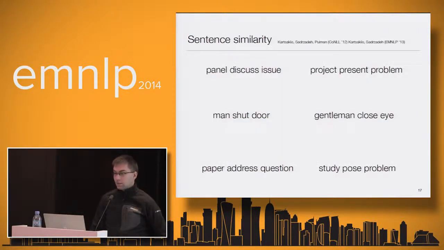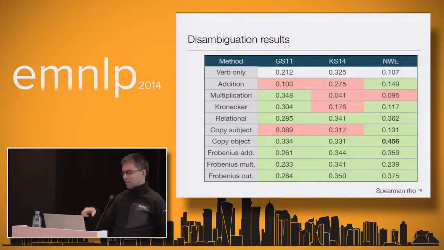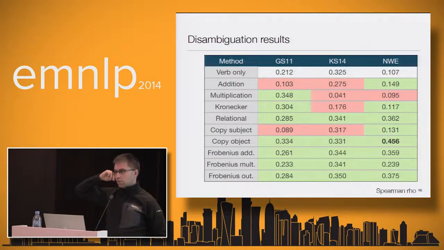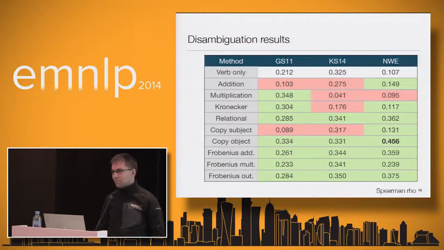The second task was sentence similarity. The green is improvement over the verb-only baseline, and red is lack of improvement. So if the model behaves worse, then it should have been. That basically means if you compose things, you get a worse result than if you just look at the verbs. Okay, is it clear?